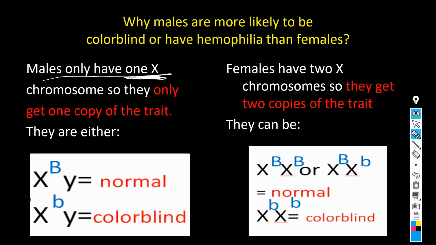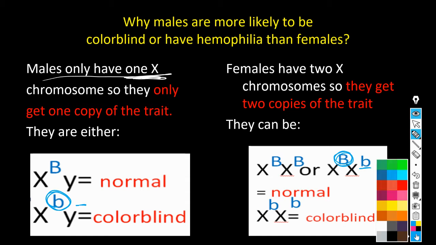So again, if they get the recessive allele, there is nothing on that Y chromosome that can mask or hide that recessive allele. Whereas if females have the recessive allele, there is a chance that they have the dominant allele on the other X that can mask that genetic disorder. So they get two copies of the trait because they have two X's on their 23rd pair.